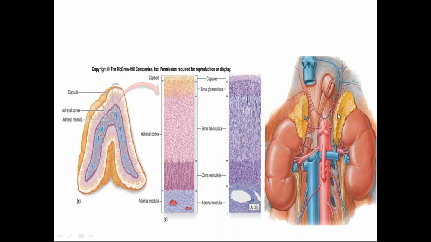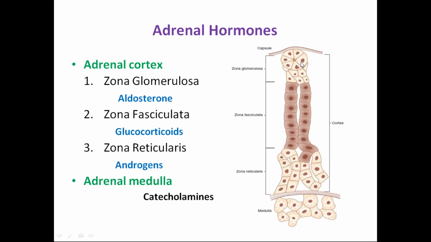So the adrenal gland consists of a capsule, adrenal cortex, and medulla. The cortex consists of 3 layers: zona glomerulosa, zona fasciculata, and zona reticularis. These 3 layers constitute the adrenal cortex, and the adrenal medulla secretes catecholamines. The glomerulosa secretes aldosterone, the fasciculata glucocorticoids, the reticularis produces androgens, and the medulla produces catecholamines.